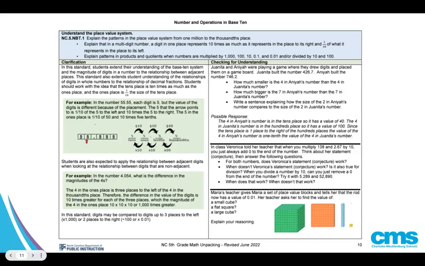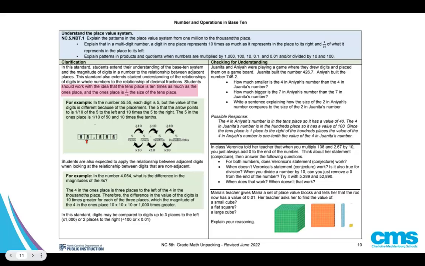Let's start with NC 5 NBT 1. Students describe relationships between digits to both the left and right of a given number. To the left, the same digit would be 10 times greater. To the right, it is 1/10 the value. Moving left, we multiply by 10. Moving right, we either divide by 10 or multiply by 1/10.